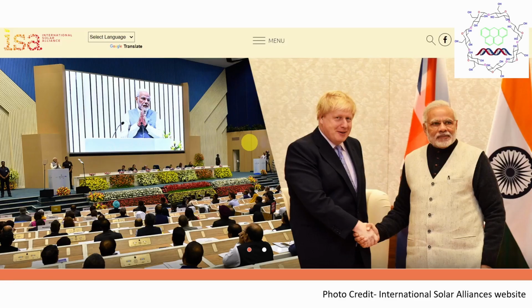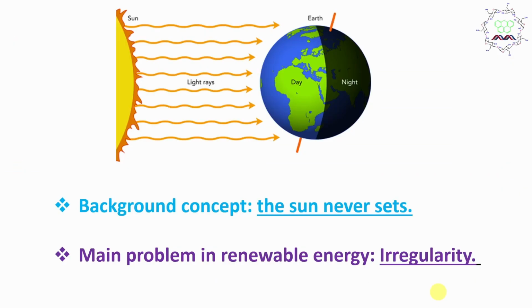Now, let's go to the main topic. This image is taken from International Solar Alliance's website, where our Prime Minister, Mr. Narendra Modi, is handshaking with ex-British Prime Minister, Mr. Boris Johnson, in the International Solar Alliance. Now, what is the background concept of this project? It's that sun never sets.